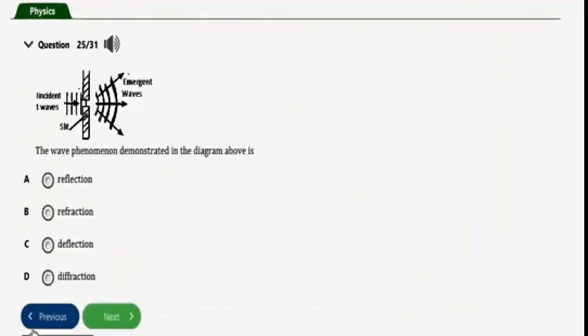It says the wave phenomenon demonstrated in the diagram above is what? We have answered this question before. The correct option is option D, diffraction. Let's go to the next one, which is this question.